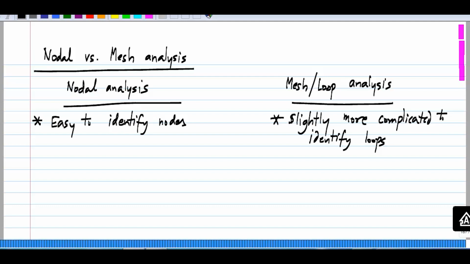Now one case where, especially for hand analysis, mesh analysis may be more useful is that you visibly see that there are a small number of loops, but each loop has a number of components in series. In that case it's easier to do mesh analysis or loop analysis compared to nodal analysis. But by and large, nodal analysis is what is normally used, and it's also used in circuit simulators. So this is what is used most of the time. So that's just for comparison.